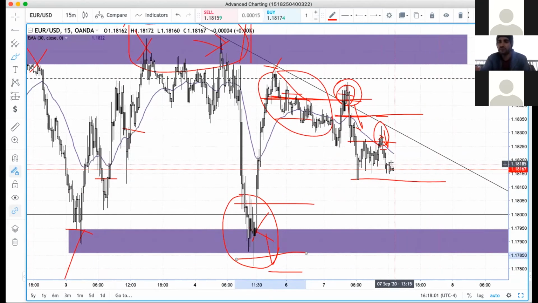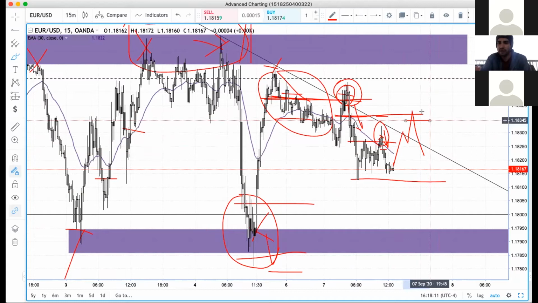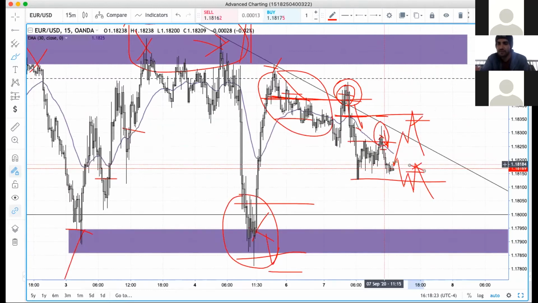How can we play this? Well, if London session comes in, we know sellers are still profitable. If we get something like this, that will be our entry trigger. If we don't get that, what we've also noticed is that price will break that low, come back. Some form of price action like this will be our entry trigger.